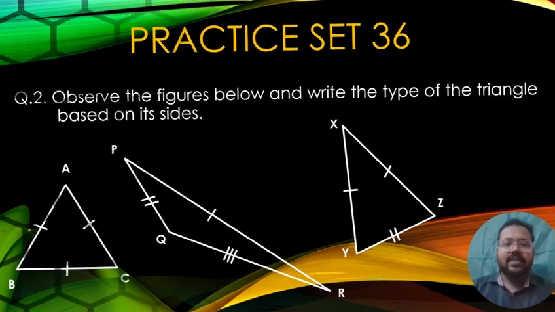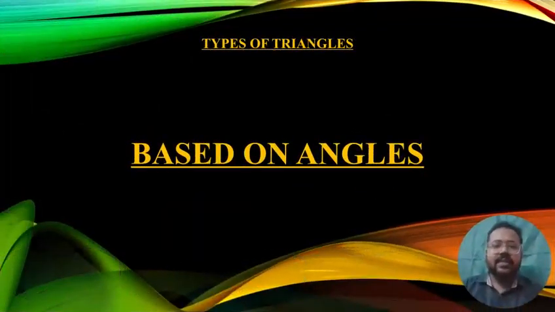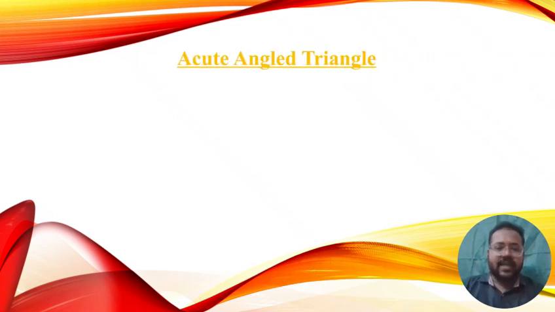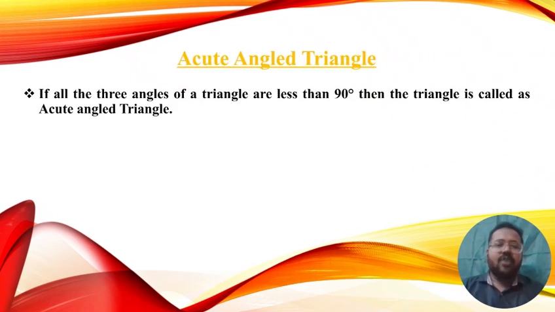Here are the types of triangles based on angles. First one, acute angled triangle. If all the three angles of a triangle are less than 90 degrees, then the triangle is called an acute angled triangle.